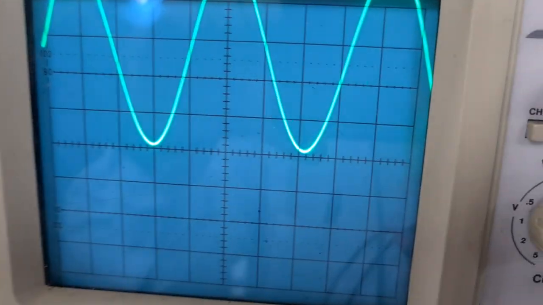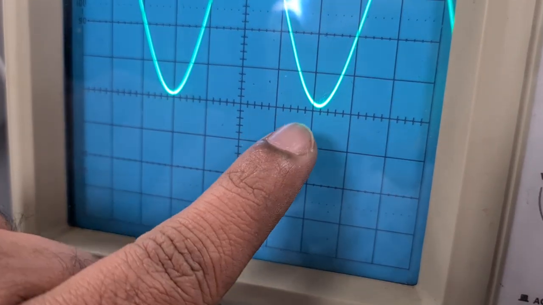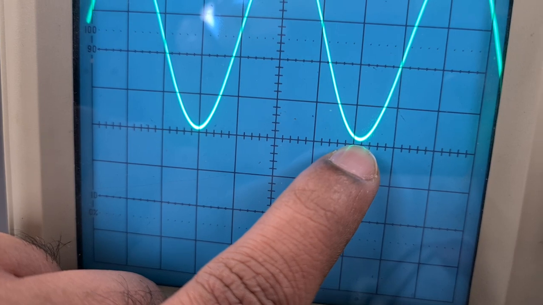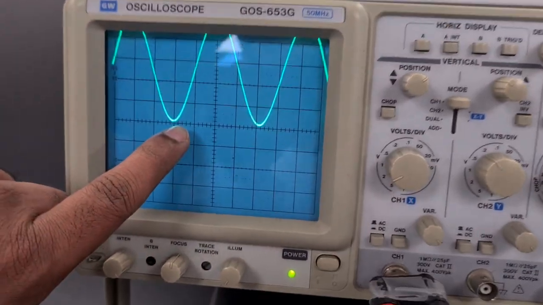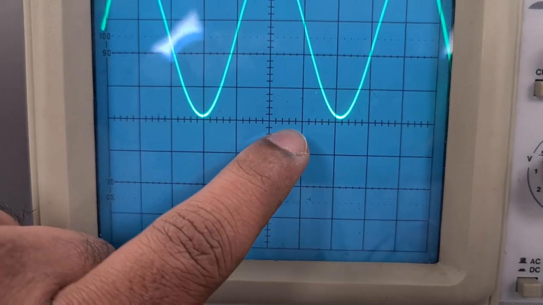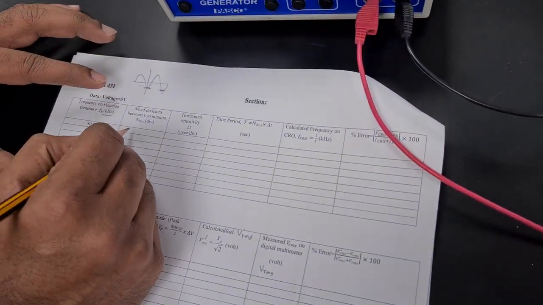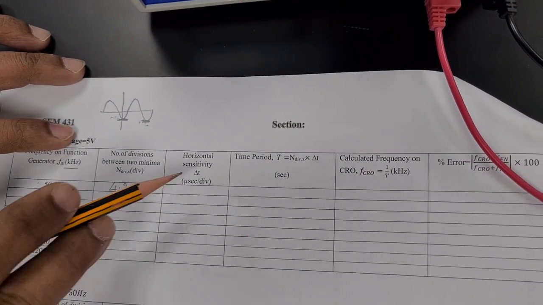And you can see the peak. This peak tip is exactly here. Am I right? That means it's 0.2. So 1, 2, 3, 4, 4.2. So what I'm going to do? I'm going to write the value here. Clear? And then horizontal sensitivity.